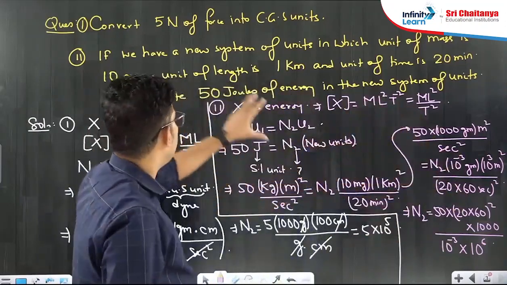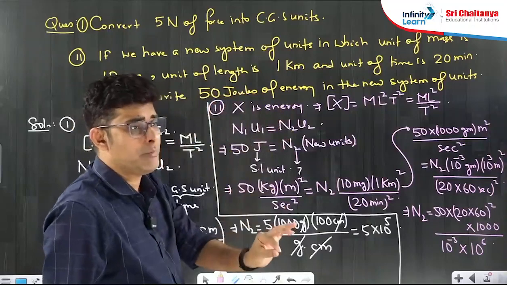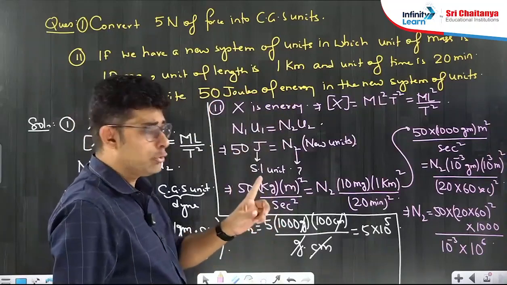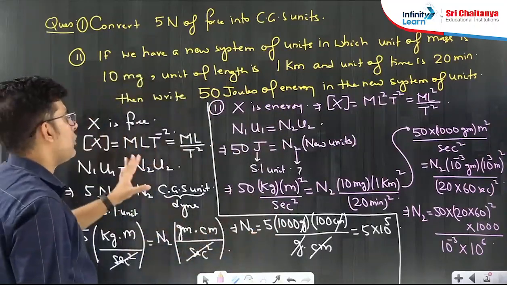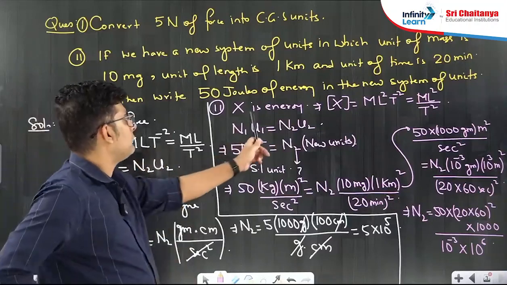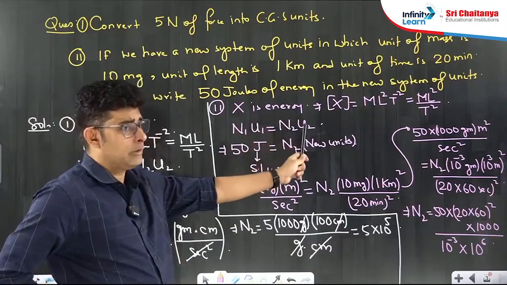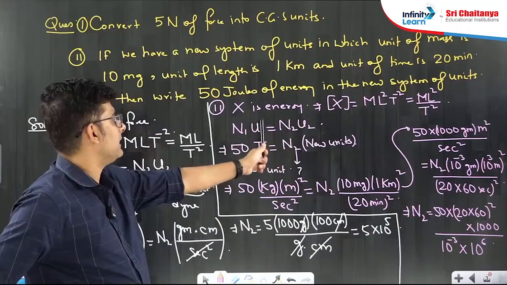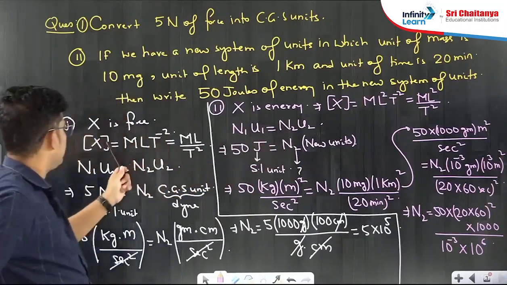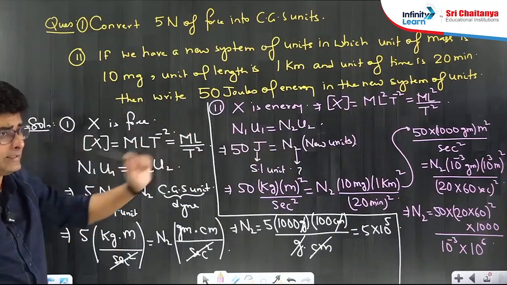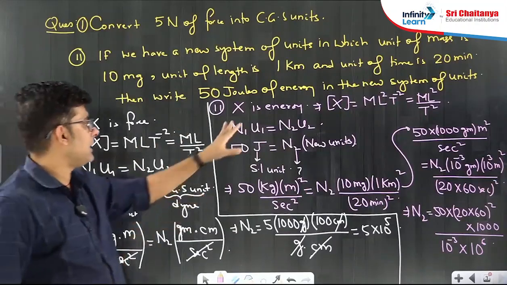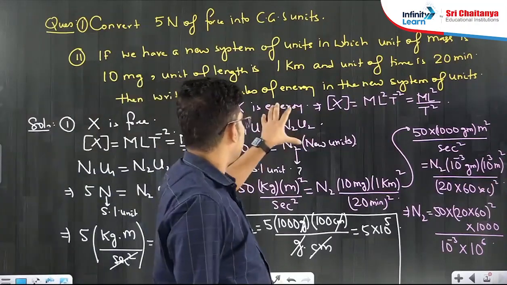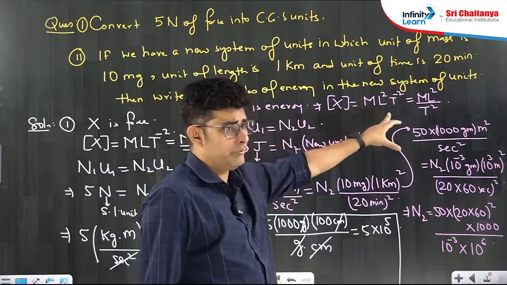So just to tell you, these types of questions are very, very common. You are going to see such questions. So what you have to do, you just focus on one thing: first you have to write which physical quantity is taken under consideration. Like in the previous example it was force, now it is energy. Second thing, after writing that particular physical quantity, write its dimensional formula.